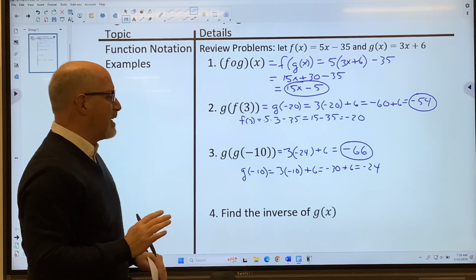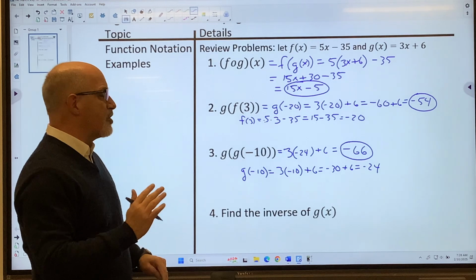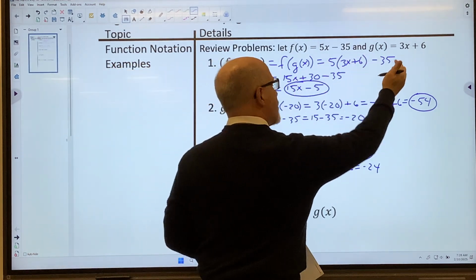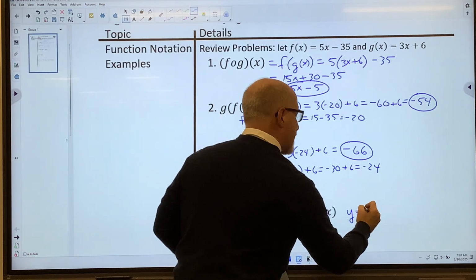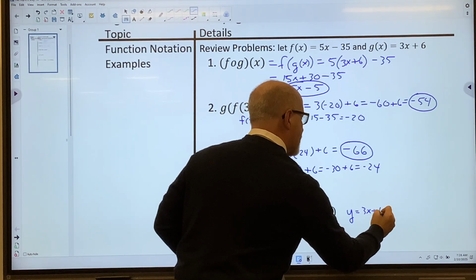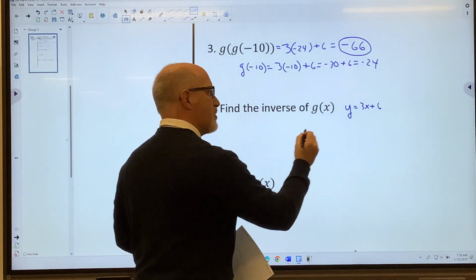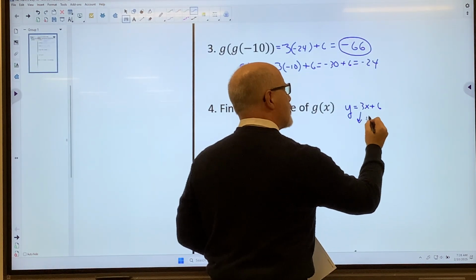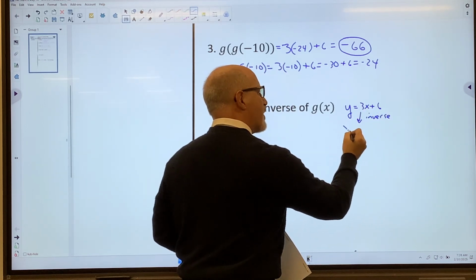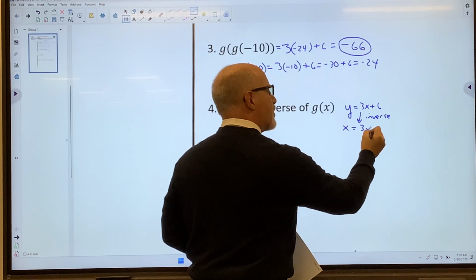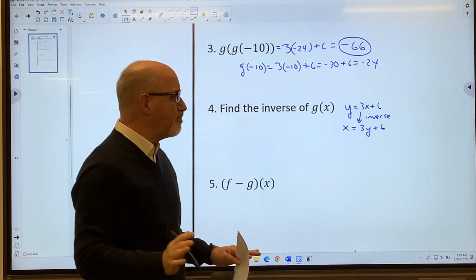Now next I want to do the inverse of g of x. The first step for doing the inverse is to change the g of x into y equals. So I'm going to make it y equals 3x plus 6. That's your first step. Then to actually do the inverse, you swap the x and the y. The x comes over here, the y goes over to the x spot, they swap places, and everything else stays the same.